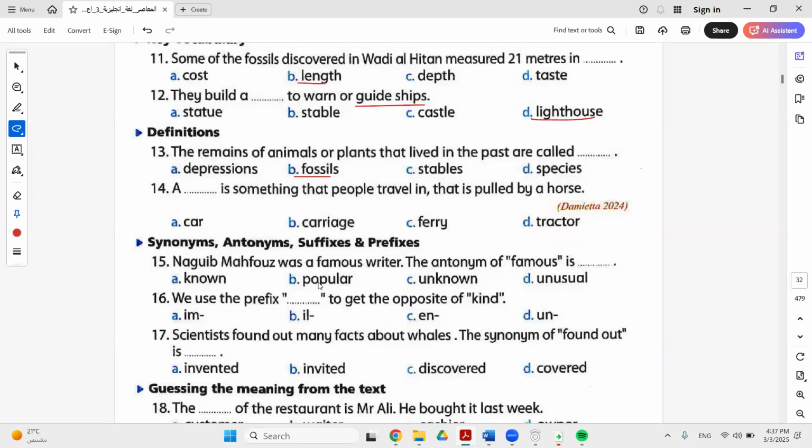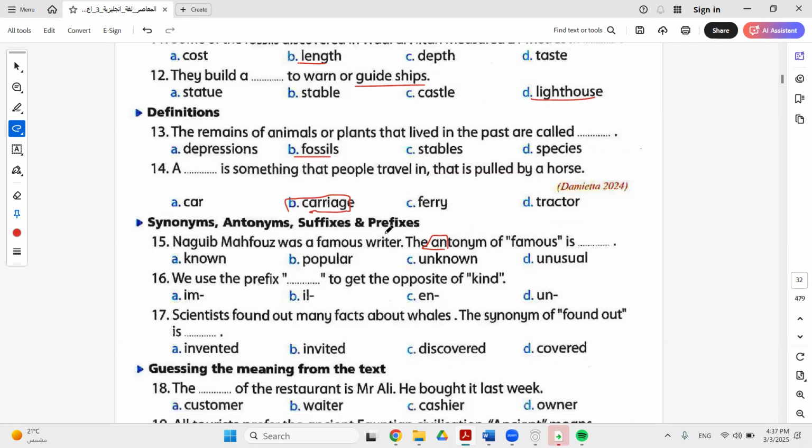Number 15, Muhammad Mahir. Naguib Mahfouz was popular. The antonym of the word famous. Here I need the antonym. Number 14 is something that people travel in and that's pulled by a horse. So this is a carriage. Carriage, horse carriage. Thank you, Muhammad.